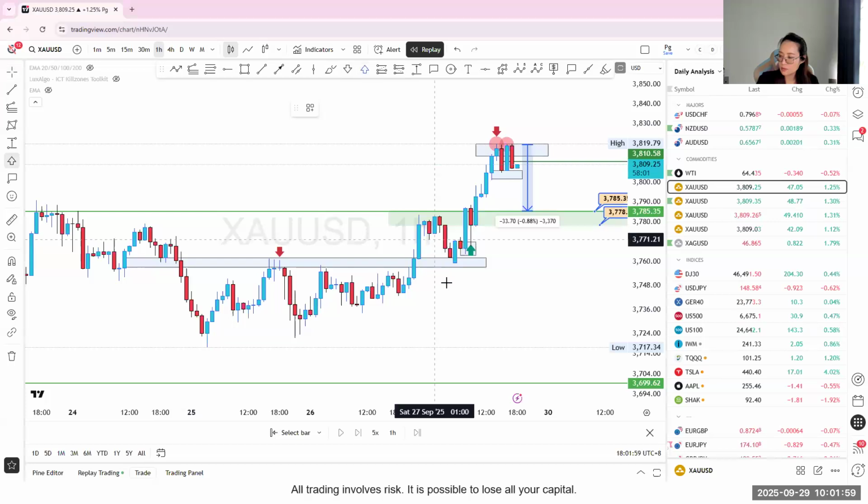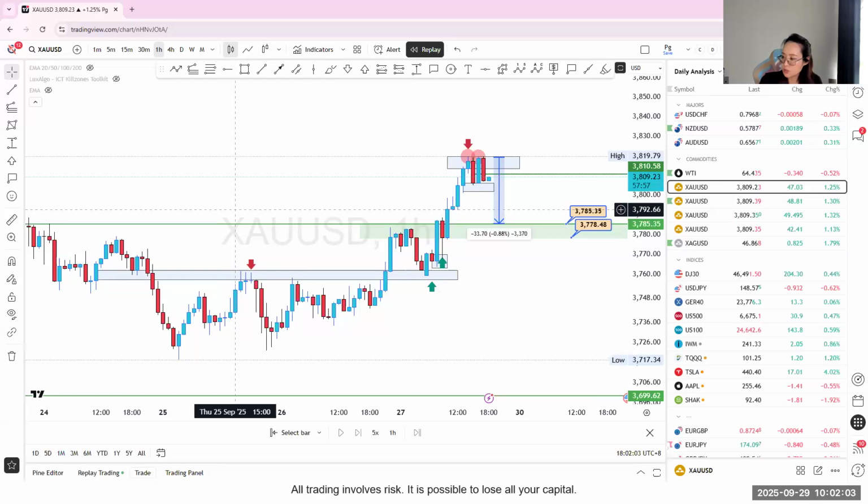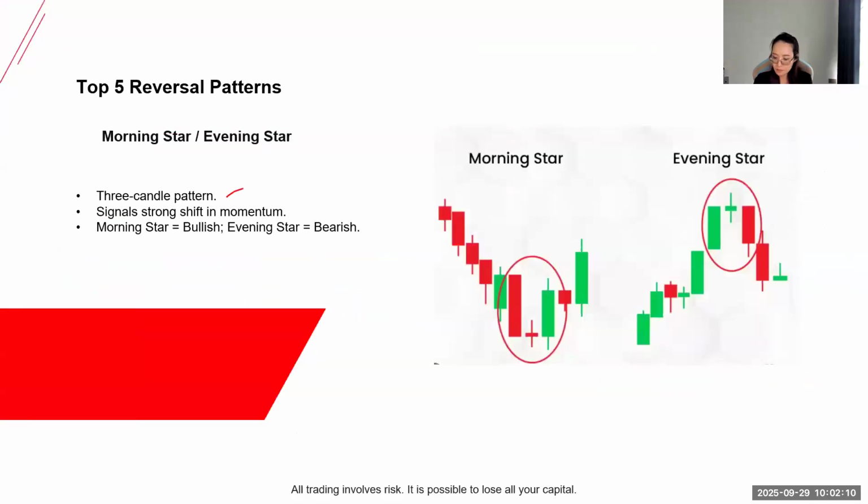Some of the traders still hold the buy entry, and they aim for 3,800, but price went all the way to 3,819. Okay.